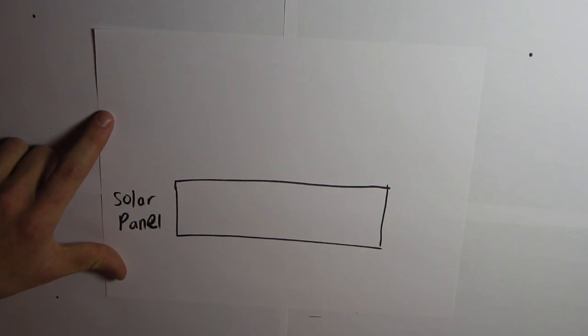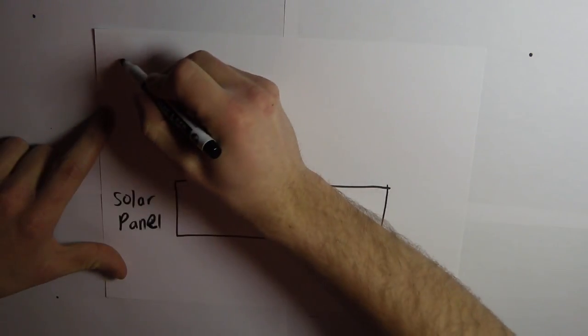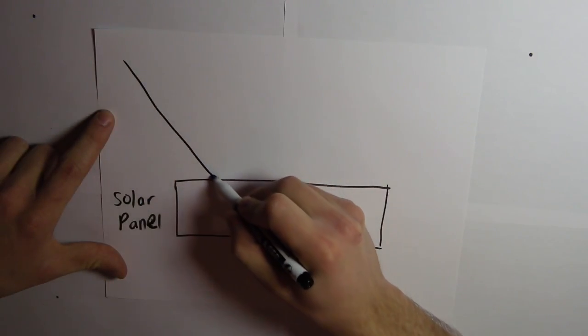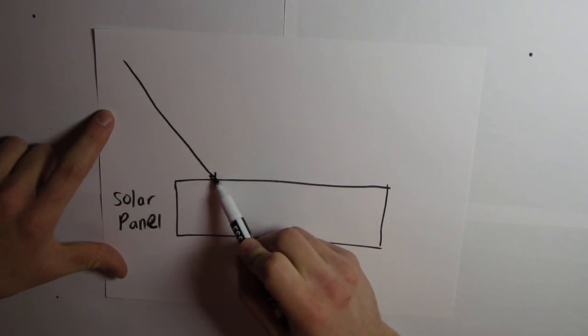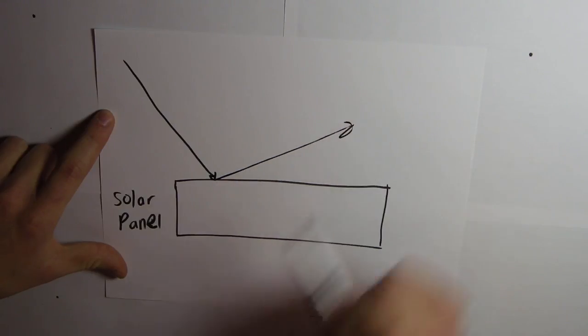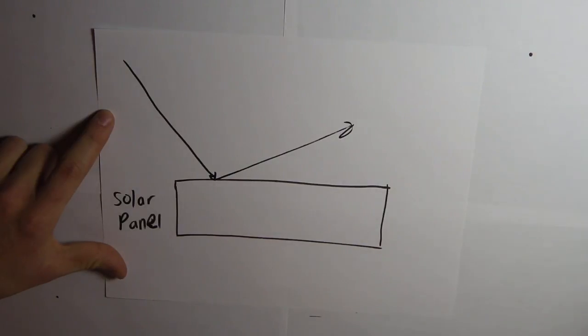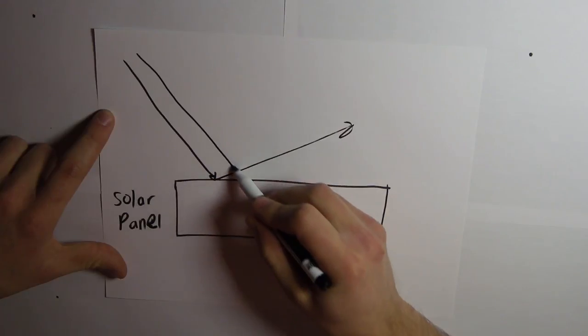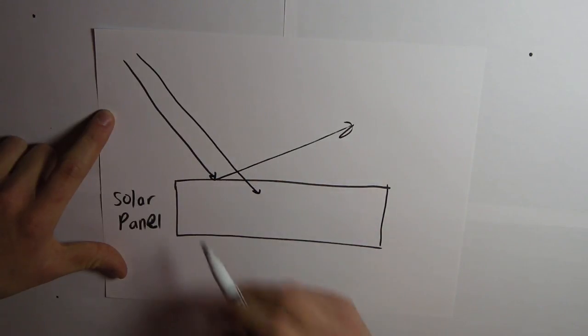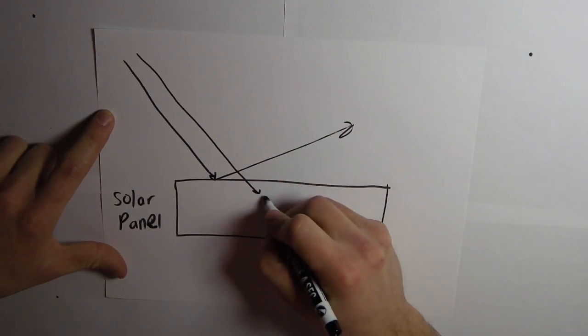So when sunlight hits a solar panel, again, there's like two cases. One, the light beam can just refract, or deflect rather, and pretty much be useless. But sometimes it can actually get absorbed by the solar panel by an electron.